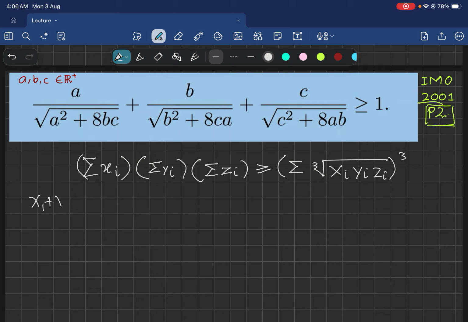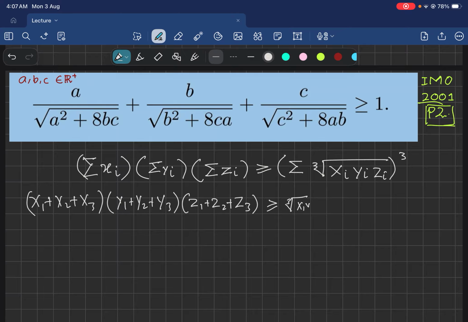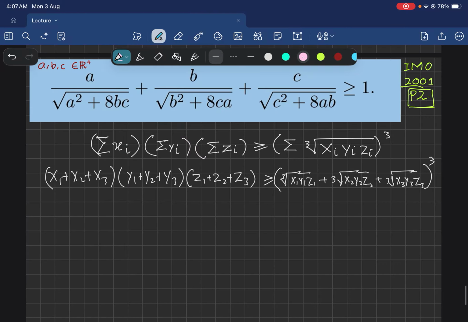Let me write the expanded form: x1 plus x2 plus x3, and then we have y1 plus y2 plus y3, and z1 plus z2 plus z3. This must be greater than cube root of x1 y1 z1, plus cube root of x2 y2 z2, plus cube root of x3 y3 z3, and this whole thing cubed. So we have this statement, and we have to consider three sequences, three series.